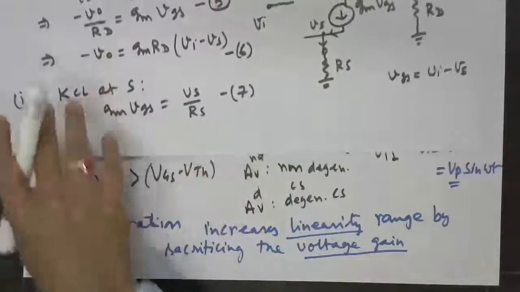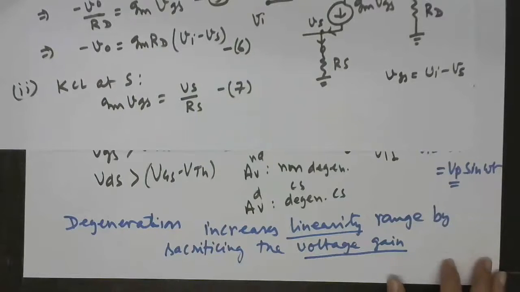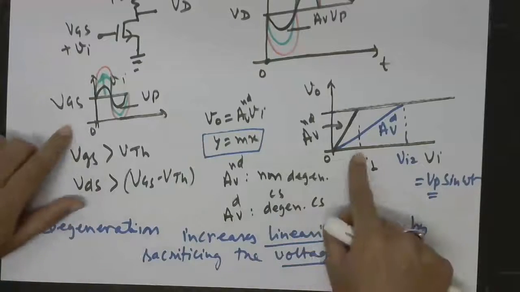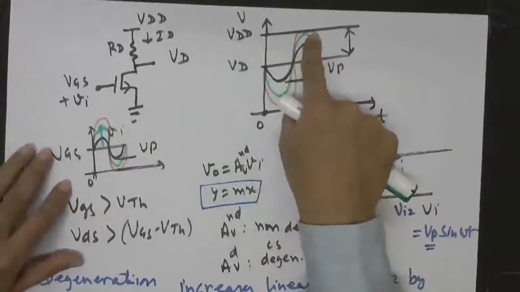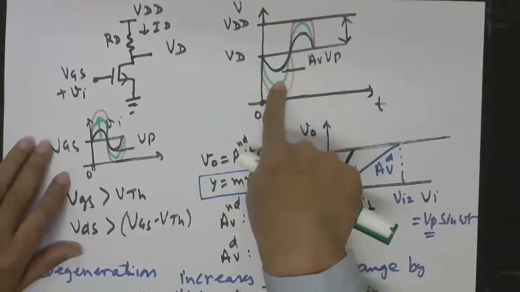Sir, hello, sir. Yes. Sir, I have a doubt. You told that we have two options. Either we can keep VI small, or we can keep AV small. So, sir, why we are making VI small? No, that is what I am saying, that suppose you don't want distortion to happen, then you can keep your input small.